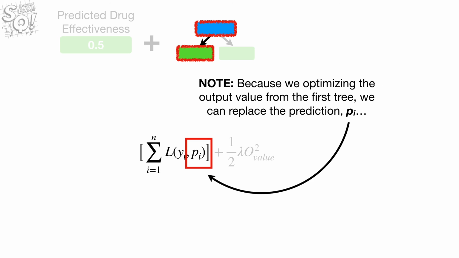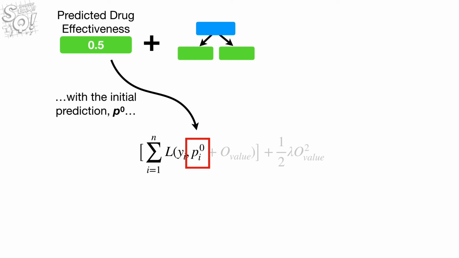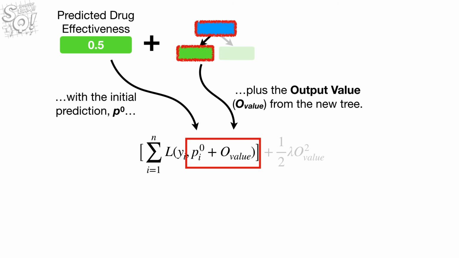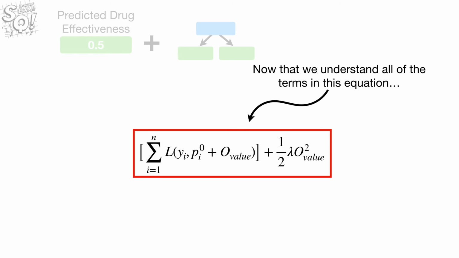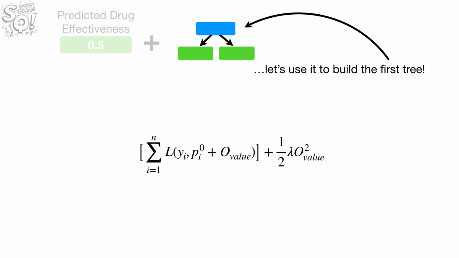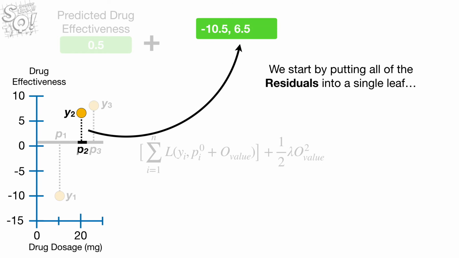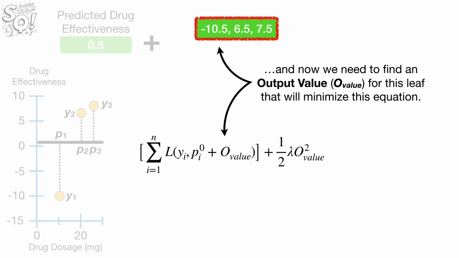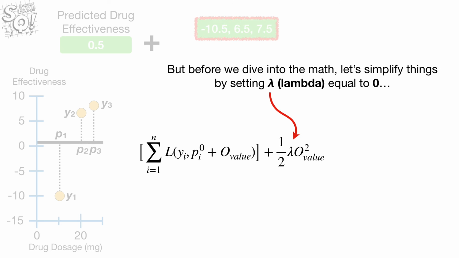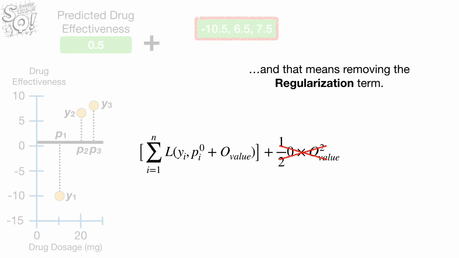Note, because we are optimizing the output value from the first tree, we can replace the prediction, p sub i, with the initial prediction, p of 0, plus the output value from the new tree. Now that we understand all of the terms in this equation, let's use it to build the first tree. We start by putting all of the residuals into a single leaf. And now we need to find an output value for this leaf that will minimize this equation. But before we dive into the math, let's simplify things by setting lambda equal to 0. And that means removing the regularization term.